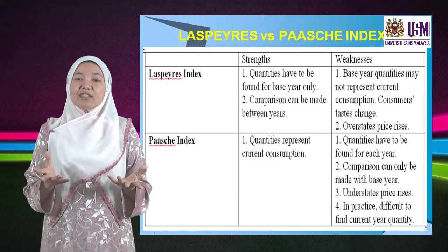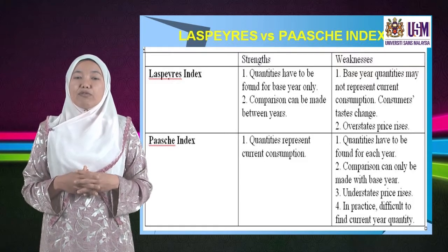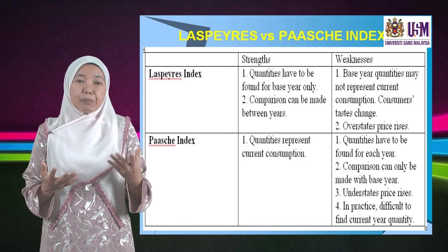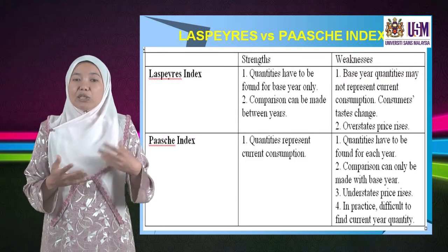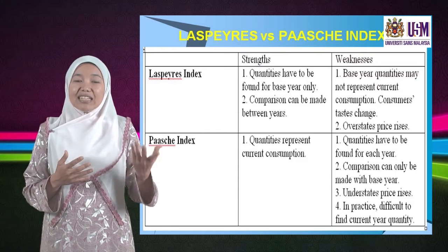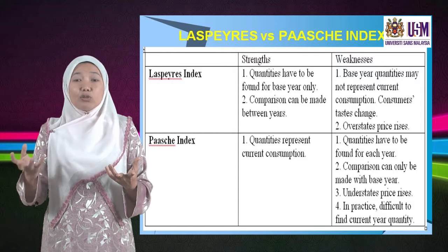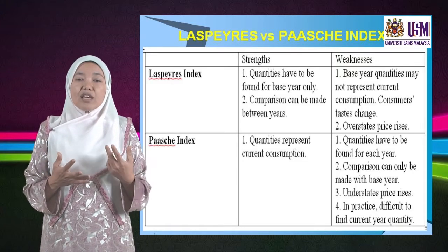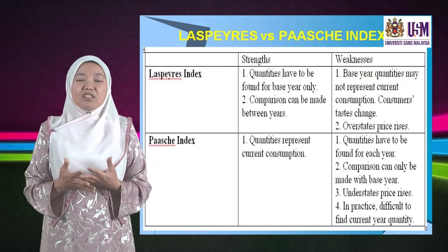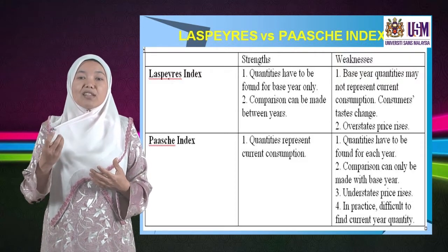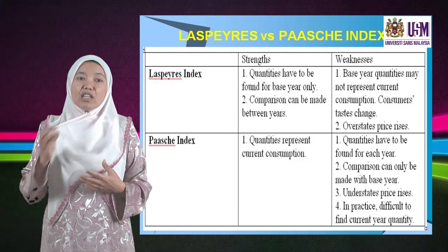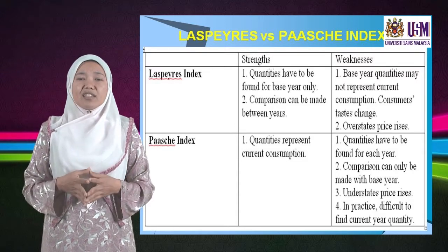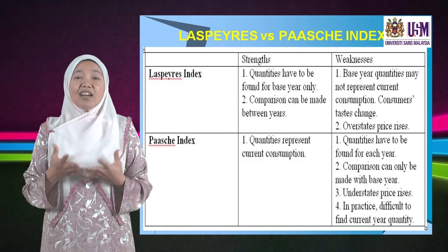For example, base year quantity may not represent current consumption. If you take a common person in 1980, does that person have a lot of spending per month, for example, on telecommunication or on petrol? The basket of goods and services in 1980 and in 2013 is very much different. Nowadays, we spend a lot on petrol, and we spend a lot on telecommunication, in terms of our smartphones and our data services. So the base year quantity may not represent current consumption. Consumer tastes change, and if you use the Laspeyres price index, this is not reflected in the index. The second weakness of the Laspeyres price index is that it overstates the price increase.